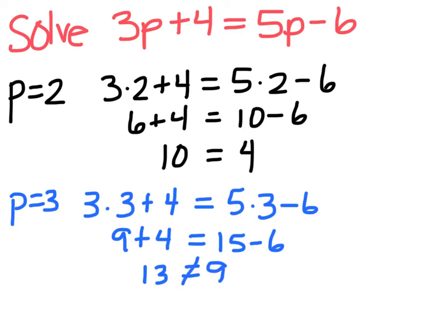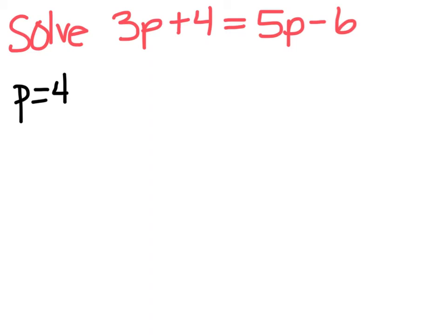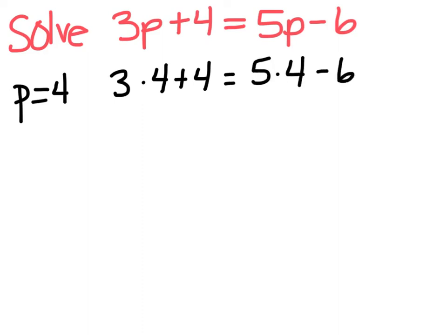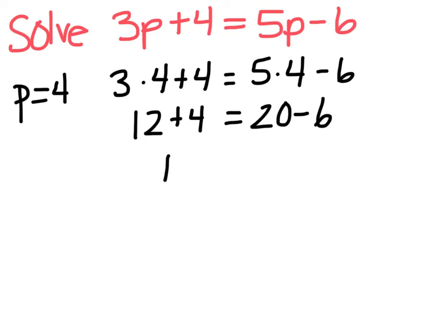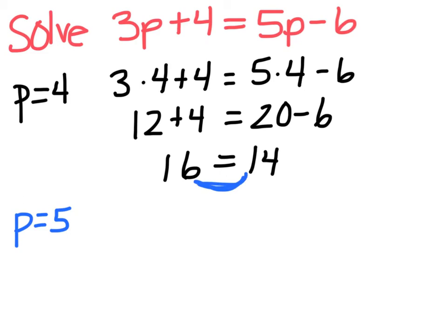Okay. Let's try if p equals 4. If p equals 4, we have 3 times 4 plus 4 equals 5 times 4 minus 6, or 12 plus 4 equals 20 minus 6. This looks a little bit more promising. 12 plus 4 is 16, and 20 minus 6 is 14. Nope, not quite. Okay, let's try if p equals 5. Getting closer, right? Our gap between the two numbers is getting smaller, so we're getting closer to the right answer.